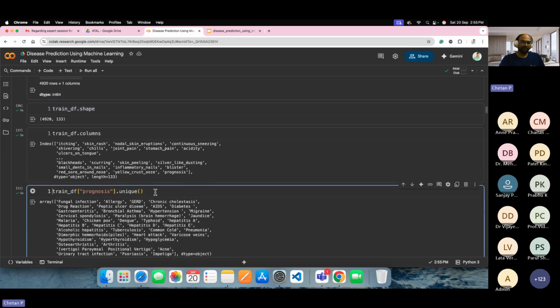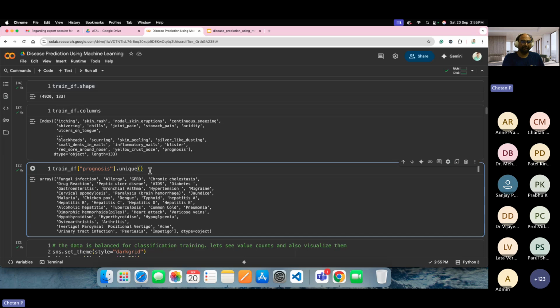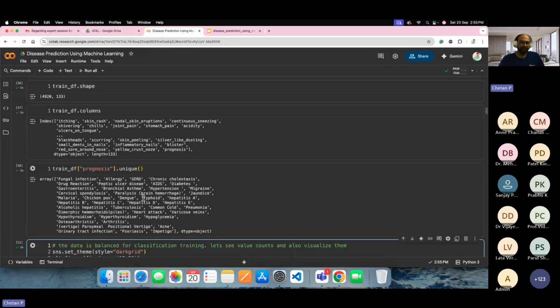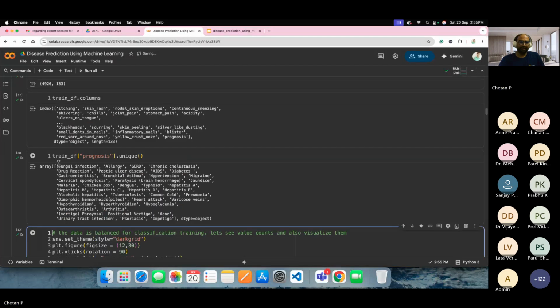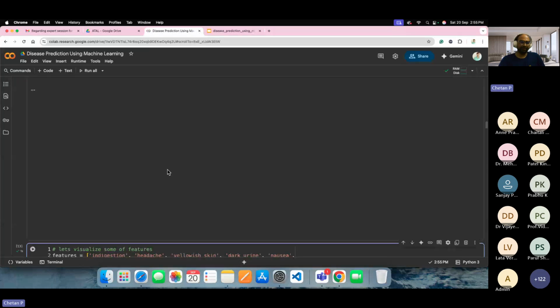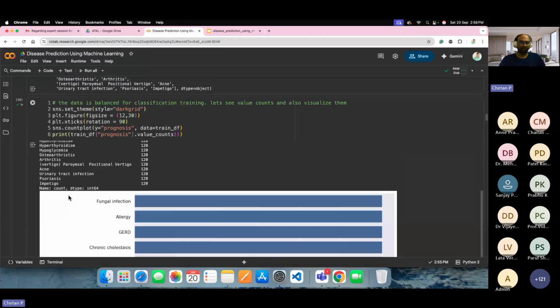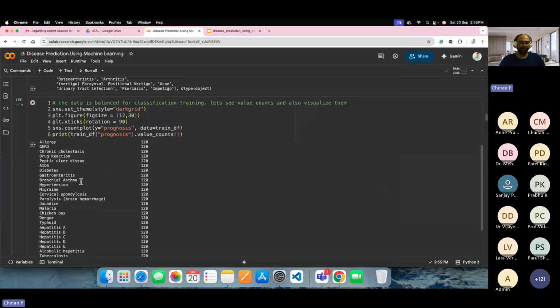Now, from prognosis, I just want to check what the different unique values are. Fungal infection, allergy, GERD, chronic cholesterol, drug, and the next one, where each disease has the same number of targets. I'm checking the prognosis column across all these values, and it is saying that my data is not imbalanced.